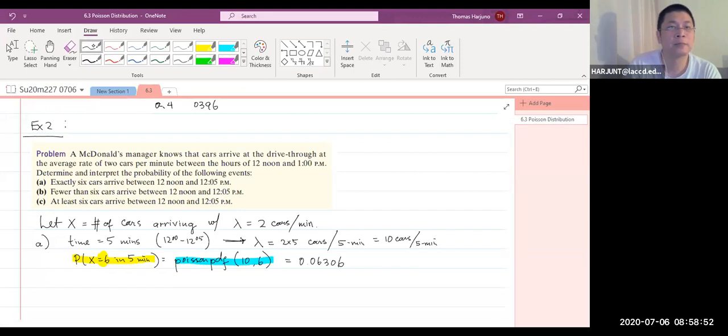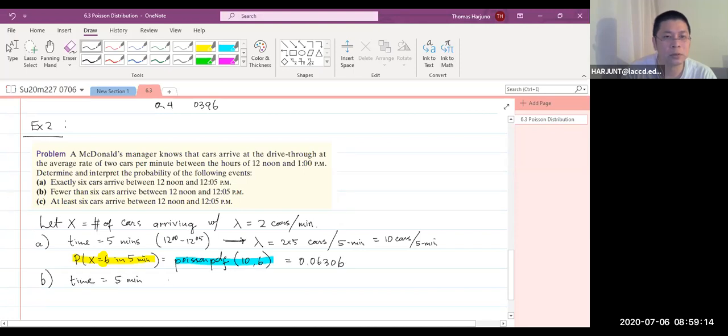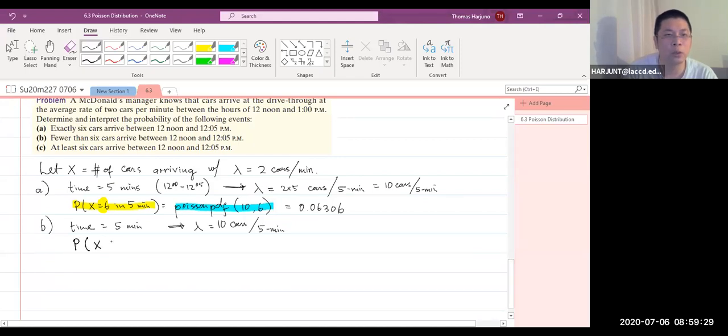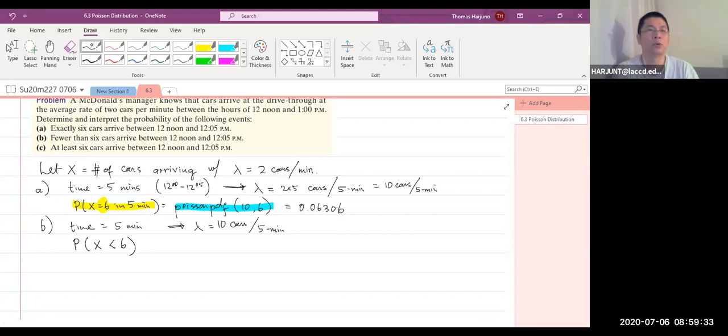Part B. Find the probability fewer than 6 cars arrive between 12 noon and 12:05. The time is still 5 minutes. So the lambda is still 10 cars per 5 minutes. Now what I want is the probability that fewer than 6. But fewer than 6 means up to how many cars? Up to 5. That's right.